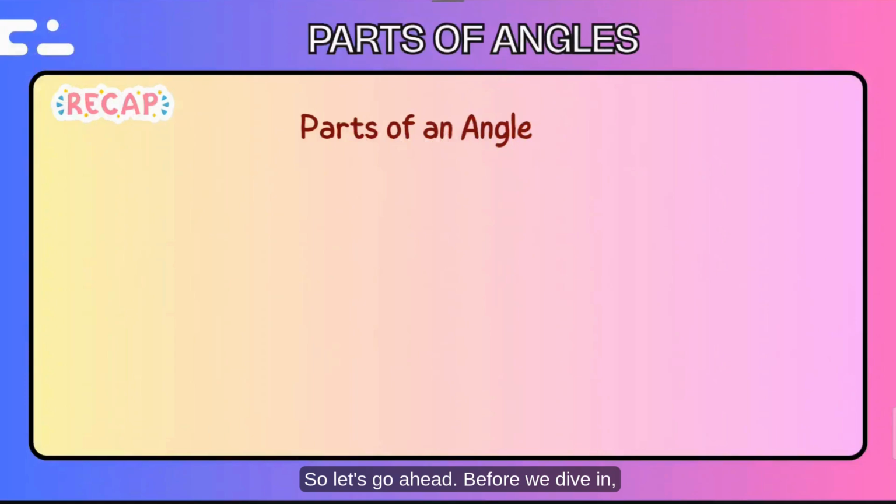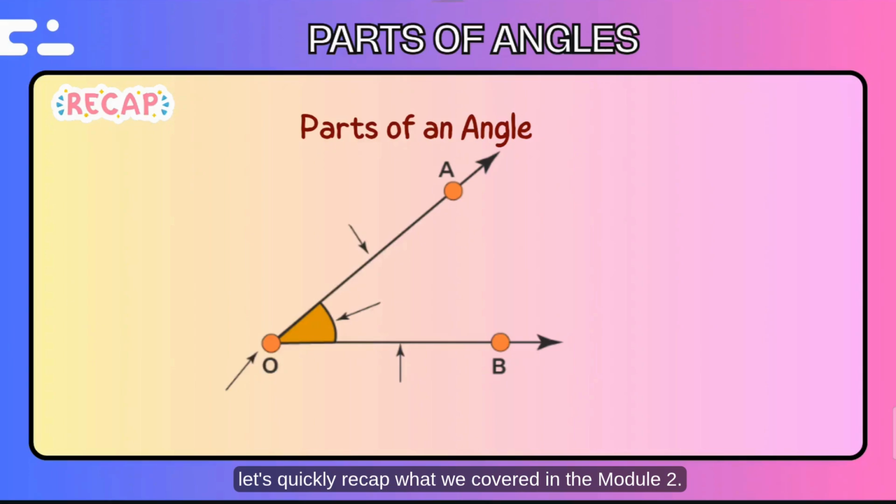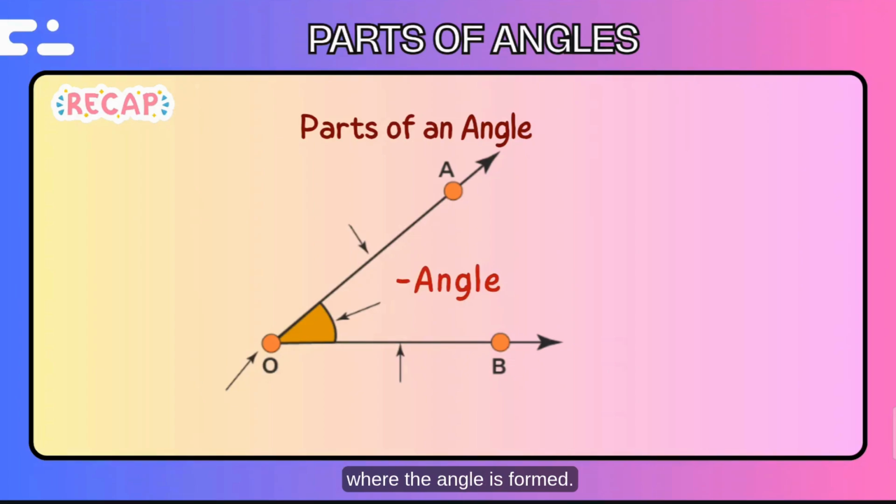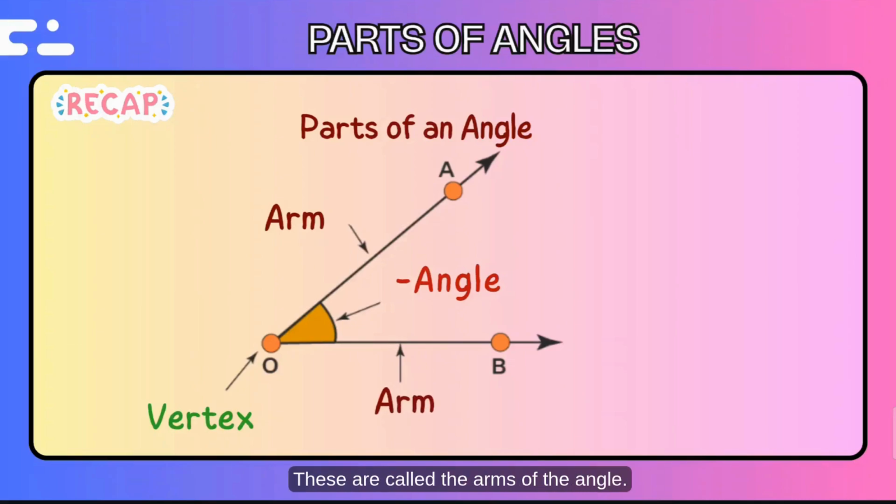So let's go ahead. Before we dive in, let's quickly recap what we covered in Module 2. Angles have two parts. One is the point of intersection where the angle is formed. The lines or the rays are anchored at this point and it is called vertex. Can you identify the vertex of this angle? Exactly, O is the vertex in this case. And then there are lines or rays which tilt or move or rotate to form the angle. These are called the arms of the angle.